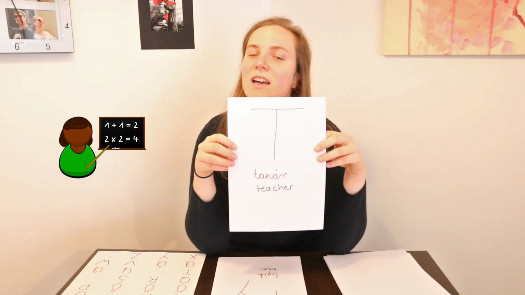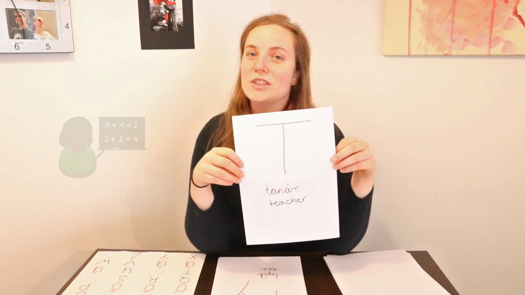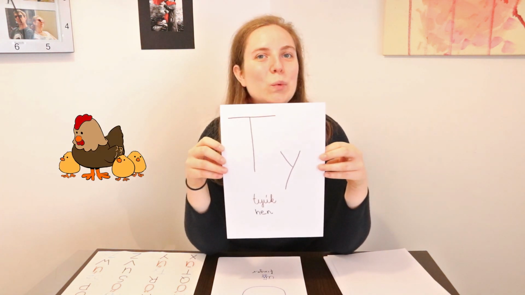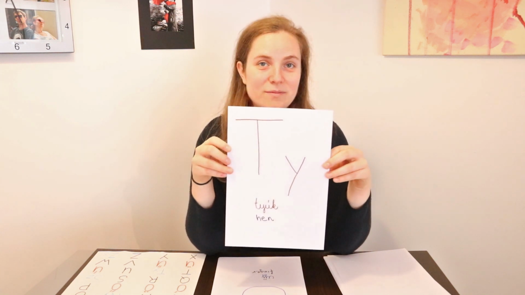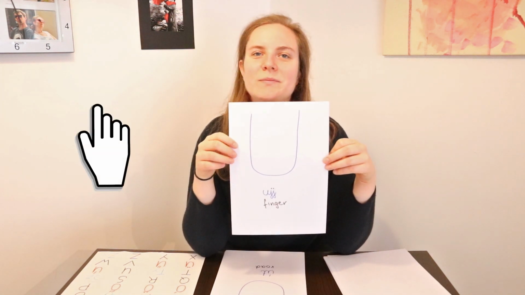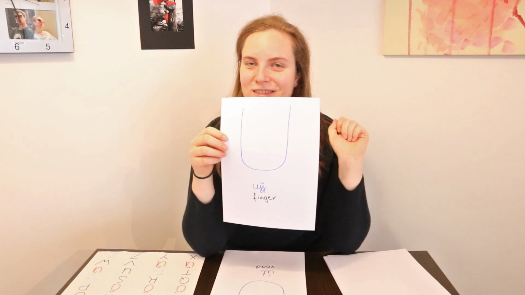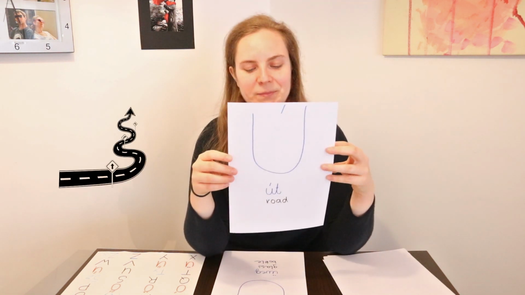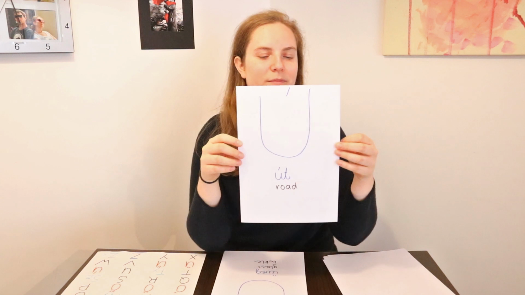T means tanár. Tanár is a teacher. Ty means tyúk. It's a hen. U means ujj. It's a finger. Ú means út. It's a road.